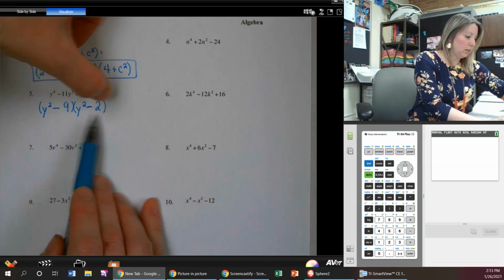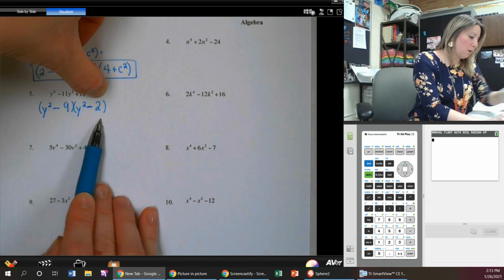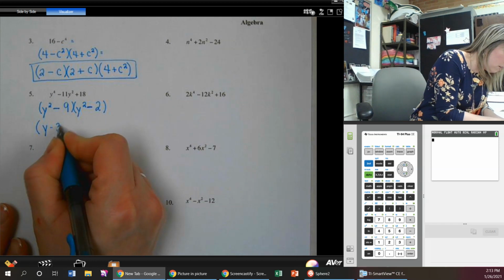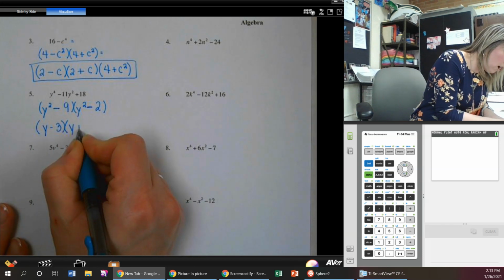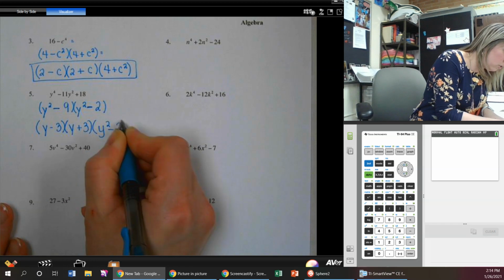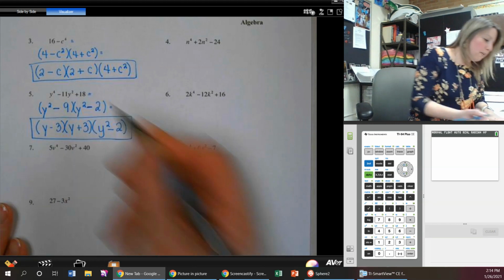Dots. Not dots, not a perfect square. So this factor will just come down to the next line. But this one will factor to become y minus 3 and y plus 3. And then bring down the y squared minus 2. And you are all done. No more GCFs, no more dots.